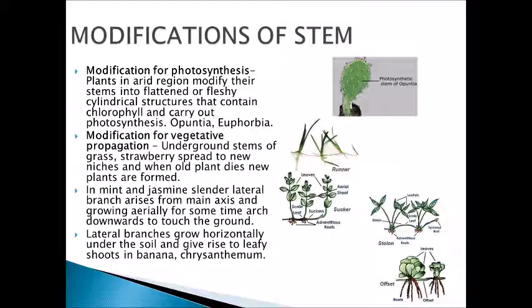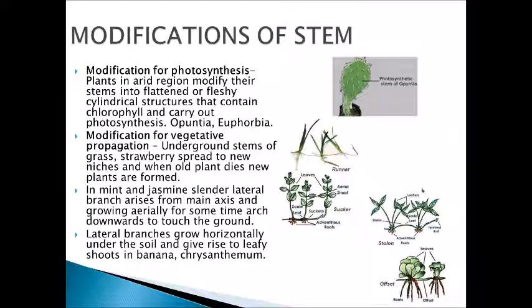The other modification is modification for vegetative propagation. Vegetative propagation means from any part of the plant, say the root, stem, leaves, another plant develops. That is vegetative propagation. Here we have certain examples. Underground stems of grass, strawberry, spread to new niches, and when the old plant dies, new plants are formed.